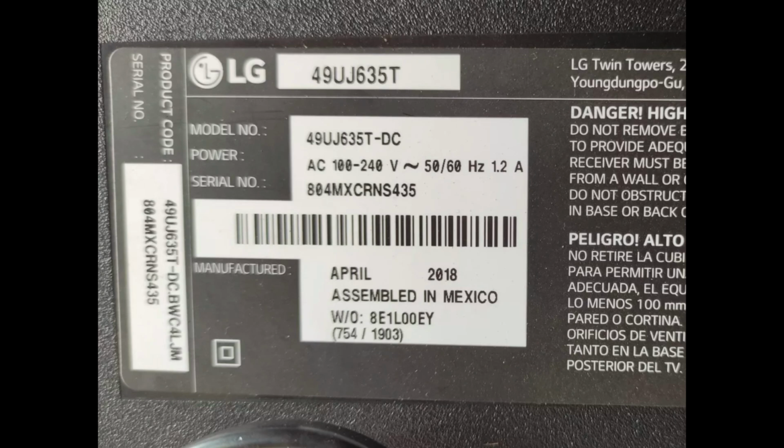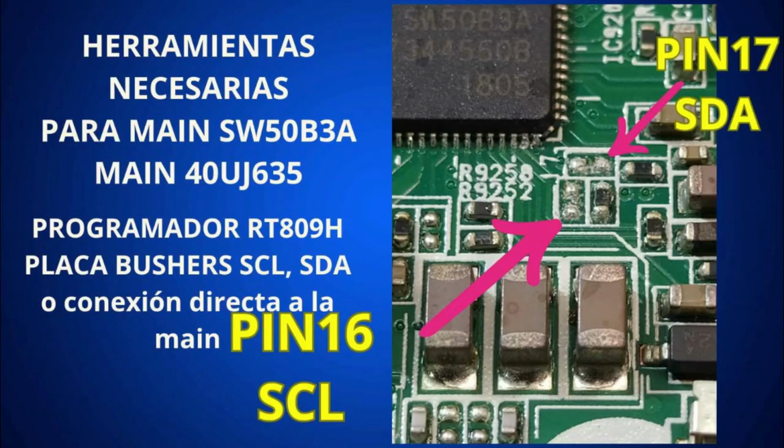To carry out this practical explanation, we will use as a reference the main board used in the LG49UJ635T television. The necessary tools for programming the PMIC of this main board, which is an SW50B3A, are as follows. First and foremost, we will need the RT809FU programmer. Secondly, we need to locate the physical connections to the serial clock and serial data pins, which for the SW50B3A are pins 16, known as serial clock, and 17, known as serial data.